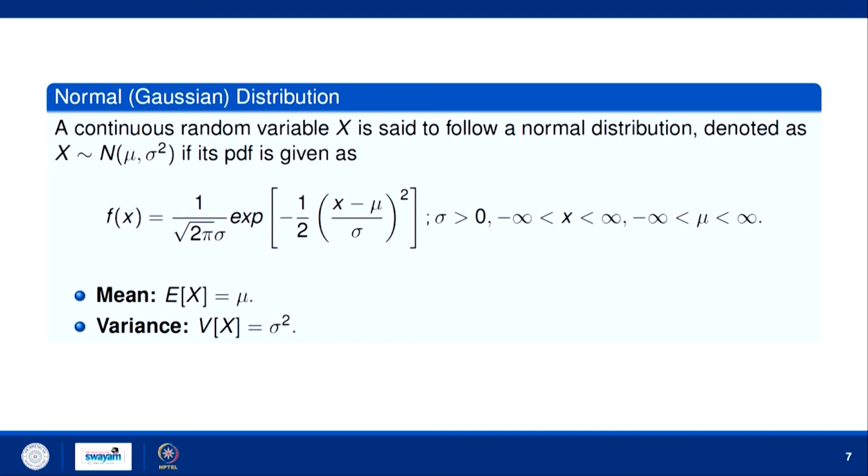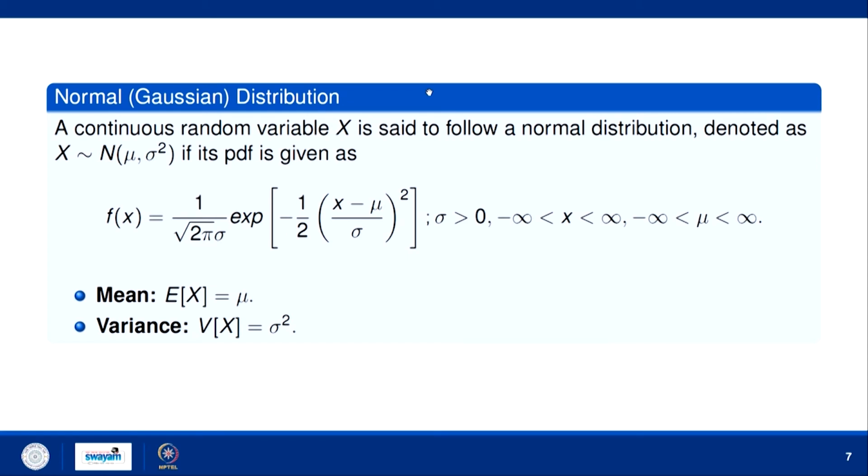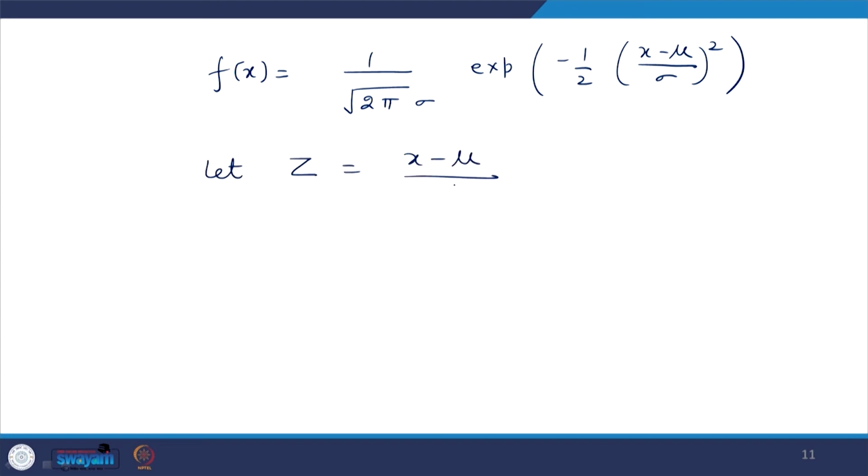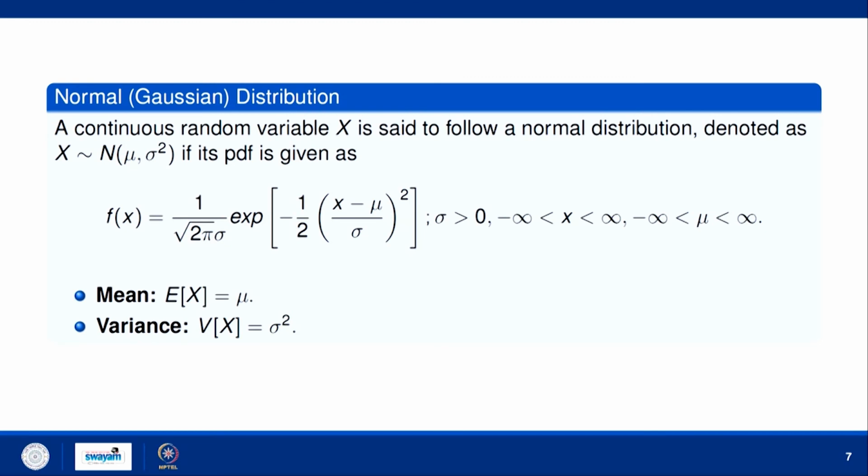So, how can we prove it? First, for simplification, let us see here the distribution is given by 1 upon sigma under root 2 pi, e raised to power minus 1 upon 2 into x minus mu upon sigma whole square. Now, let us take a small transformation, let us take z, which is x minus mu upon sigma.